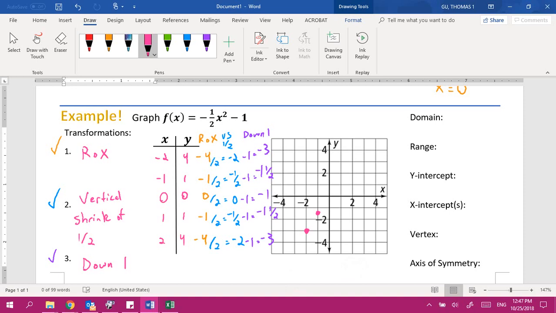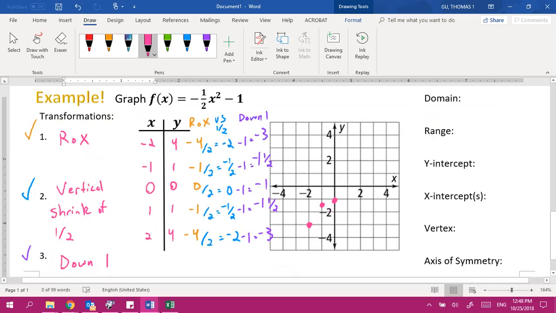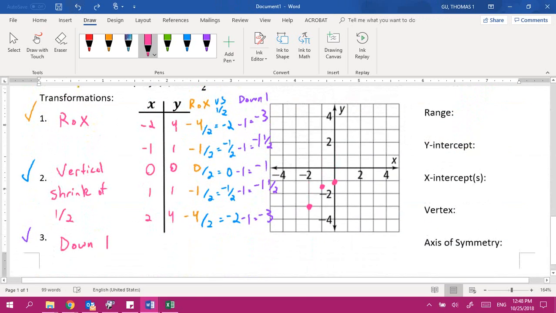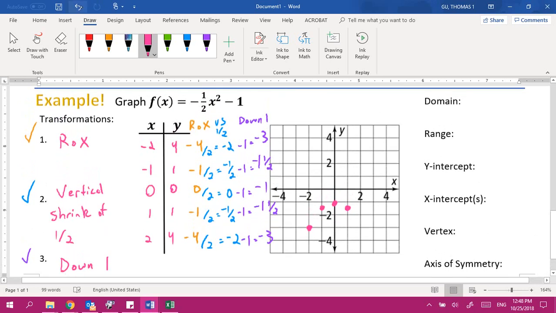All right. Well, 0, negative 1. 1, negative 1.5. And what is the last one? 2, negative 3. So your graph looks like this.